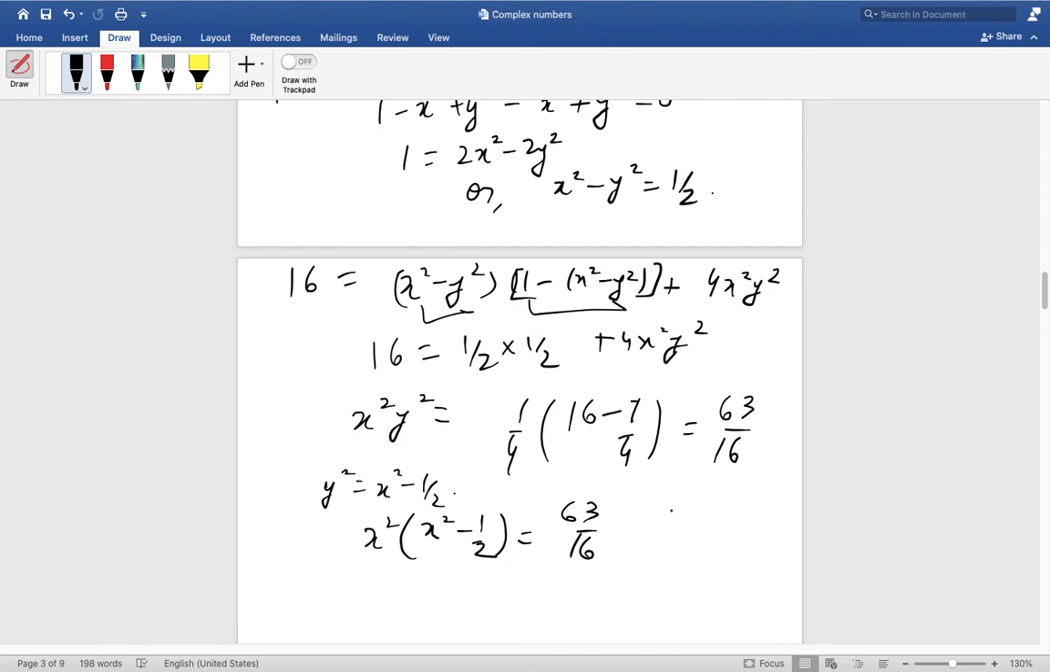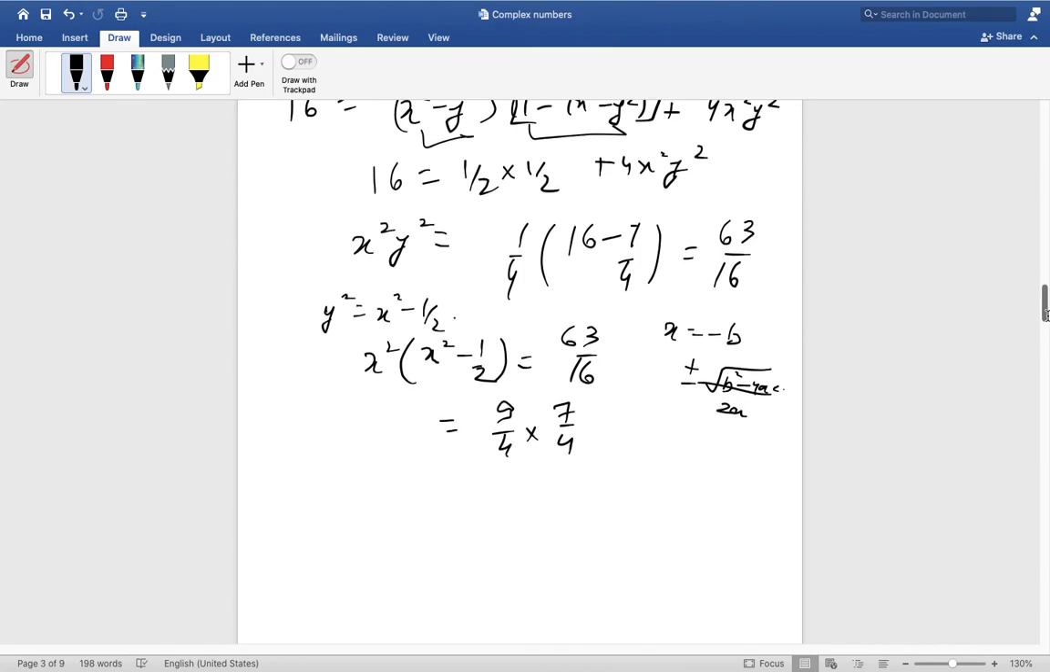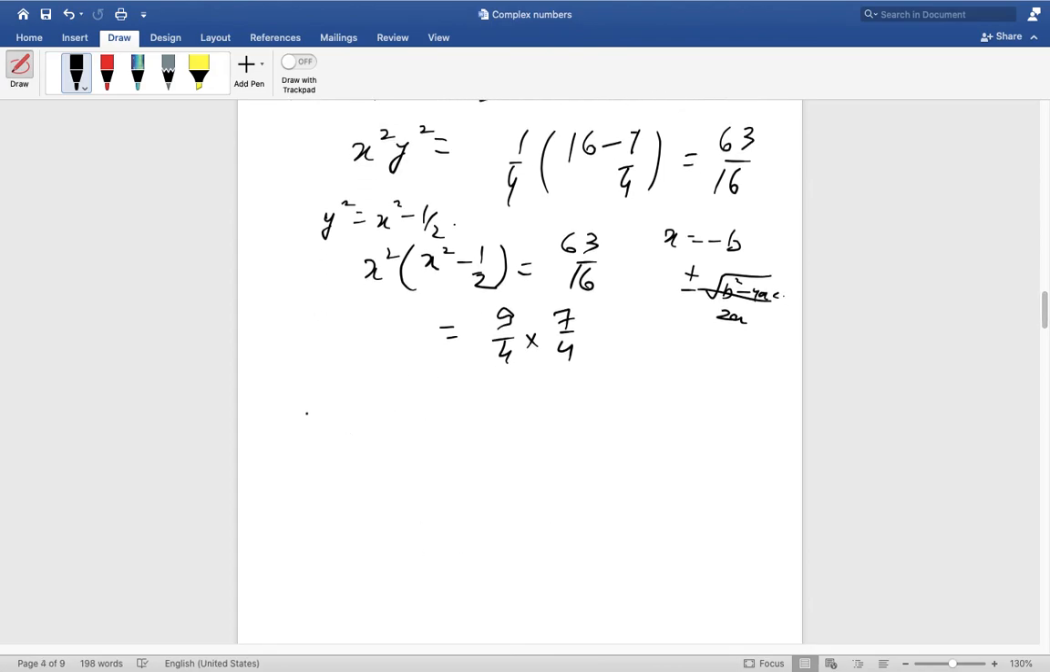You can solve it, right? x equals minus b plus minus square root of b square minus 4ac by 2a. You can use this formula, or you can just factorize: 63 by 16 is 9 by 4 into 7 by 4. Okay, what is 7 by 4? 7 by 4 can be written as 9 by 4 minus half. 9 by 4 minus 2 by 4 is 7 by 4.